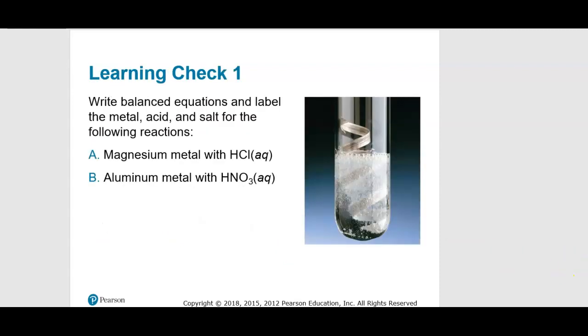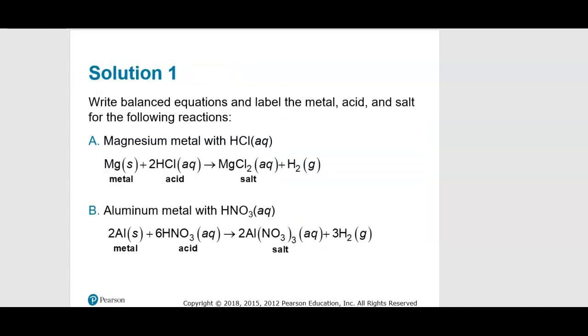So writing balanced equations, there's going to be a procedure for that, and we're talking about here magnesium metal with HCl, hydrochloric acid, and aluminum metal with nitric acid. These are the reactions, and what we're asked to do is write the balanced equations for these. All right, you see this is already balanced. Looks like it.